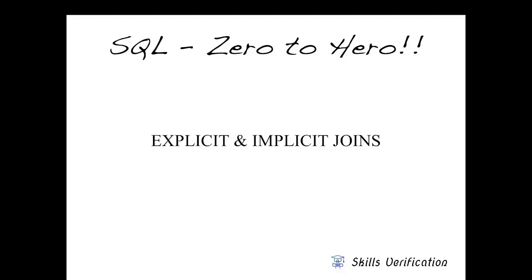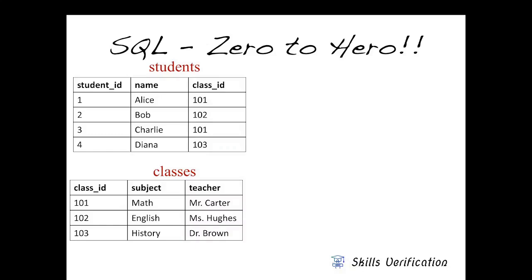Welcome to our much-anticipated lesson on writing implicit and explicit join queries. From a glance, you can tell the column connecting these two tables, which is class ID. It is the primary key in the classes table and a foreign key in the students table. Our question states that we should list the names of students and the subjects they are studying.